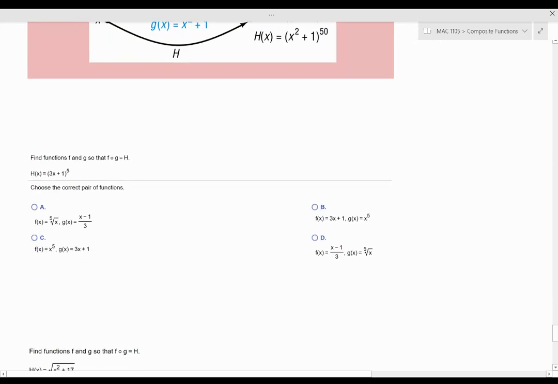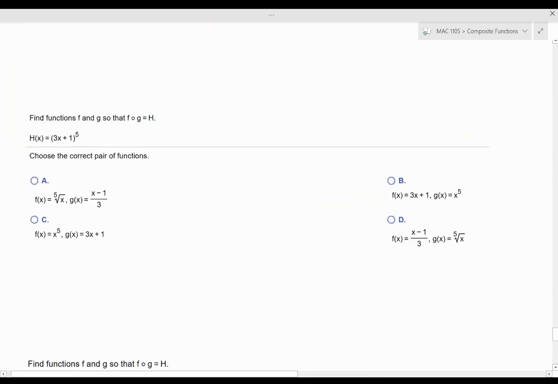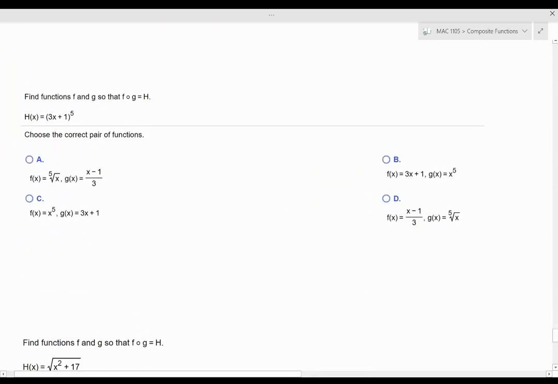I've pulled some problems from your homework. This first one says find functions f and g so that f composed of g equals h, and h of x, they told us, is (3x plus 1) to the 5th power. In this definition, f composed of g, they've actually told us this.